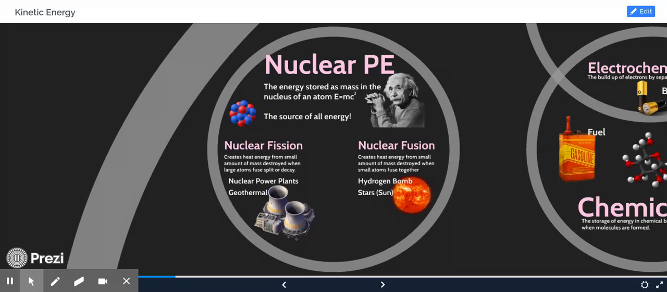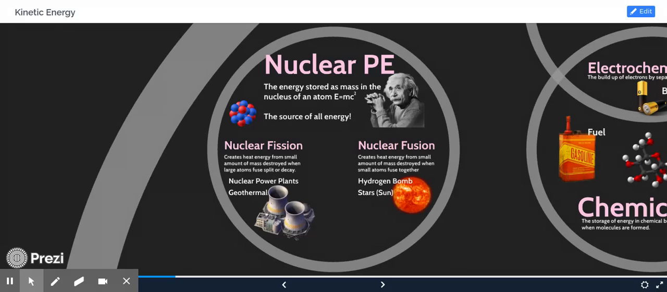Nuclear fission is when we destroy mass in the nuclei of atoms by splitting nucleuses apart. So this happens in nuclear power plants. It happens inside the interior of the Earth. That's what keeps the inside of the Earth hot. It's what powers nuclear aircraft carriers and nuclear submarines.